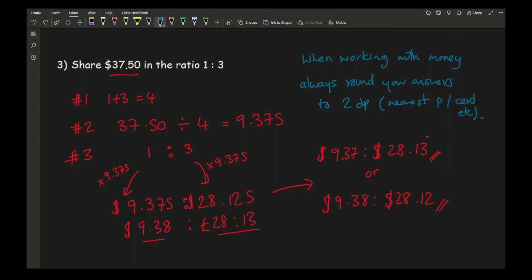Now, if this was relating to any other unit, so for example, if this was relating to weight or height, then I could leave my answer as 9.375 and 28.125, but only because this is relating to money would I then have to round my possible answer up. So again, if this was related to any other units apart from money, I could get away with leaving the answer in its exact form, like so. That's a pretty poor way of highlighting it, but basically like so. So let's have a look at another question.